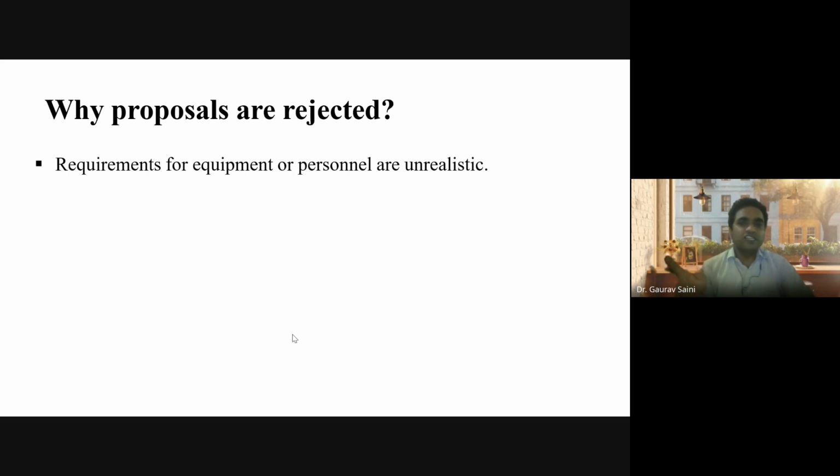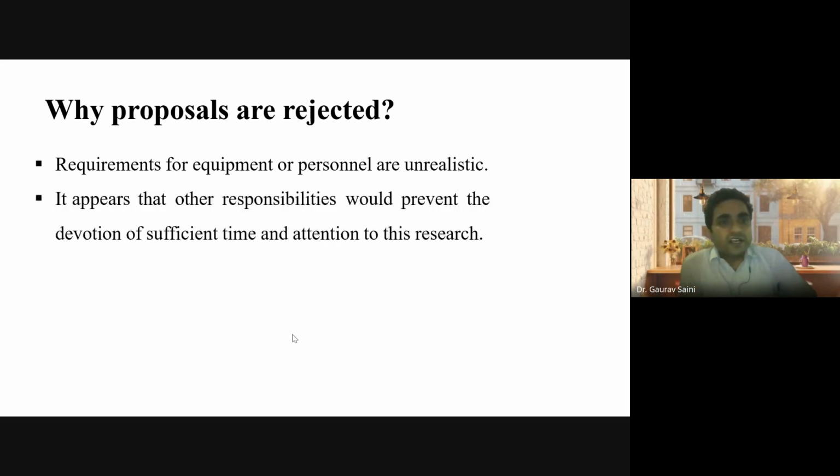So if you are approaching in a way that a proposal has a good chance of rejection. If it appears other responsibilities would prevent the devotion of sufficient time and attention to the research, meaning the other responsibilities of the PI, or if you do not have sufficient time, that may also be reflected in your project proposal. So you will not be able to complete that within the time frame. Suppose the time frame is 1 year.